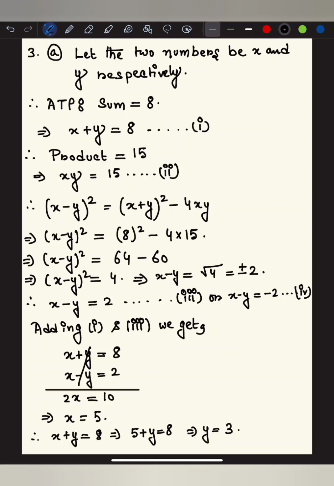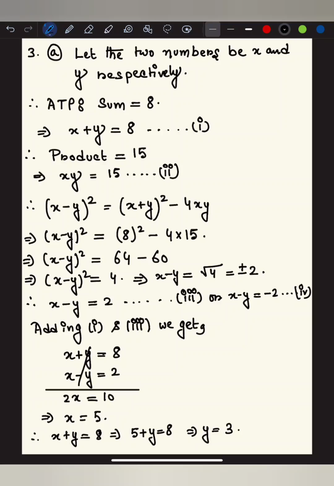Therefore x minus y equals 2. This is equation 3. Now adding equation 1 and equation 3, we get x plus y equals 8 and x minus y equals 2, which implies 2x equals 10, therefore x equals 5. From here we can get y equals 3. Another equation that we have got is x minus y equals minus 2, which is equation 4.